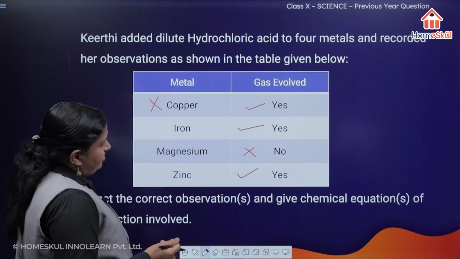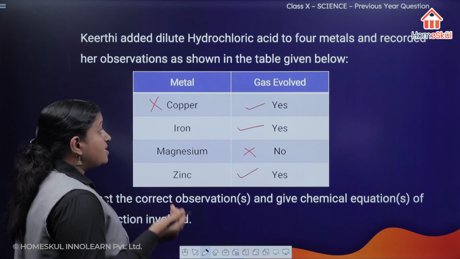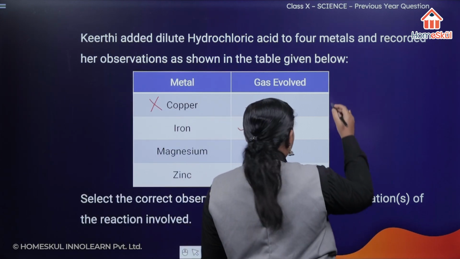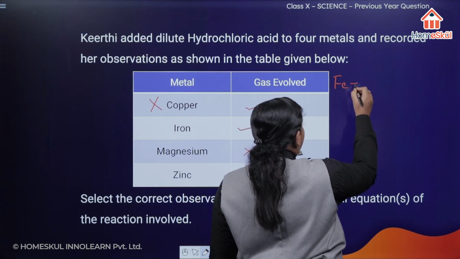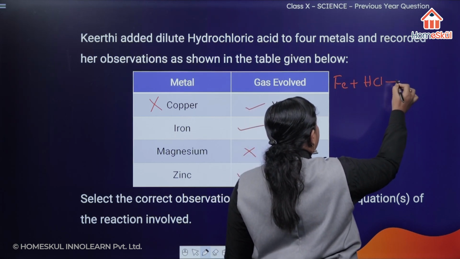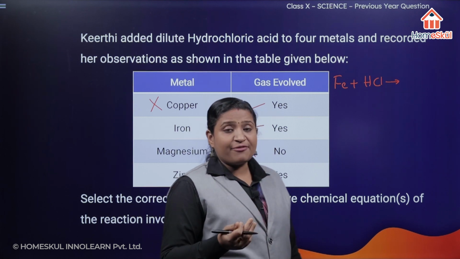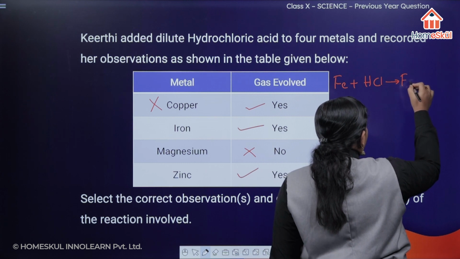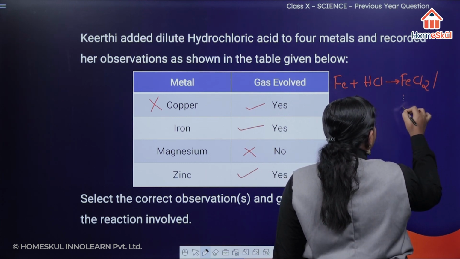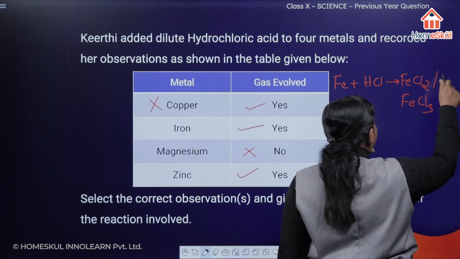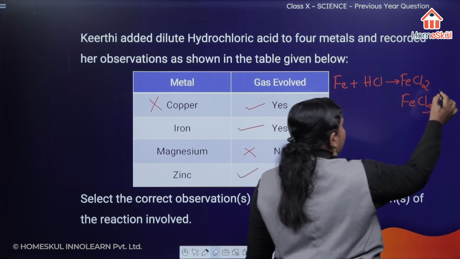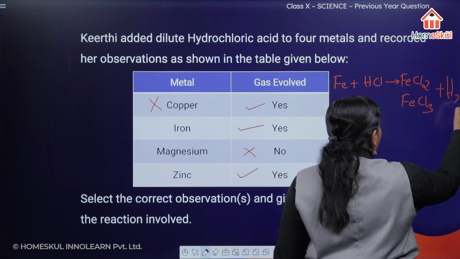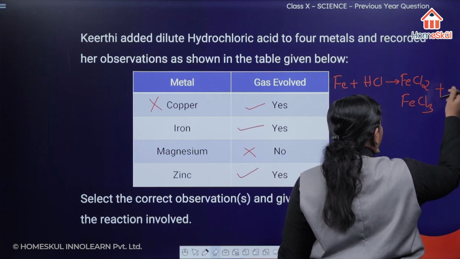Now, let's see iron. What happens when iron is reacted with hydrochloric acid, isn't it? So, let's try the equation. Iron Fe plus HCl. Once they combine, they can form either ferrous chloride FeCl2 or FeCl3, right? And it also gives out hydrogen gas. Okay.